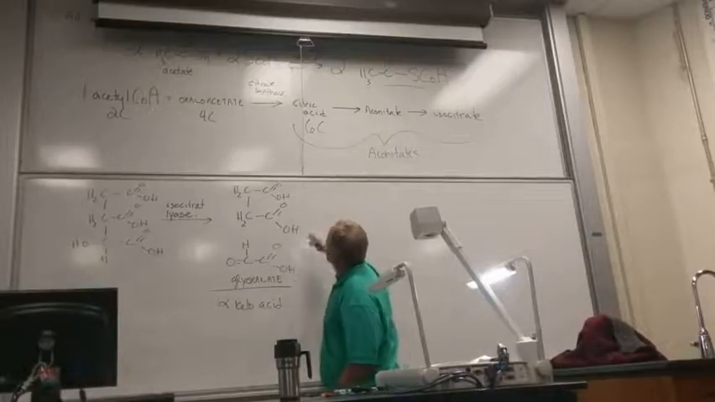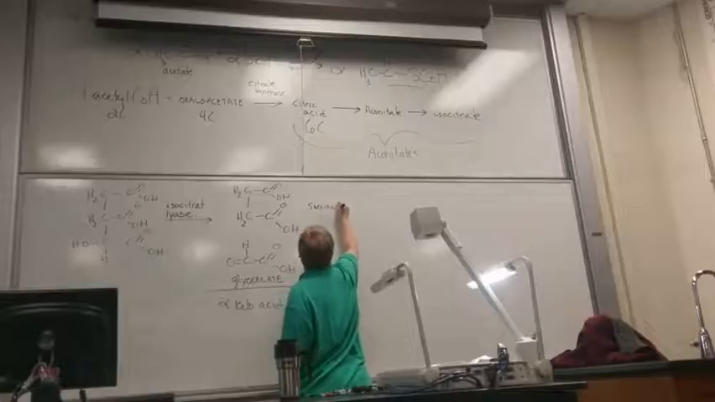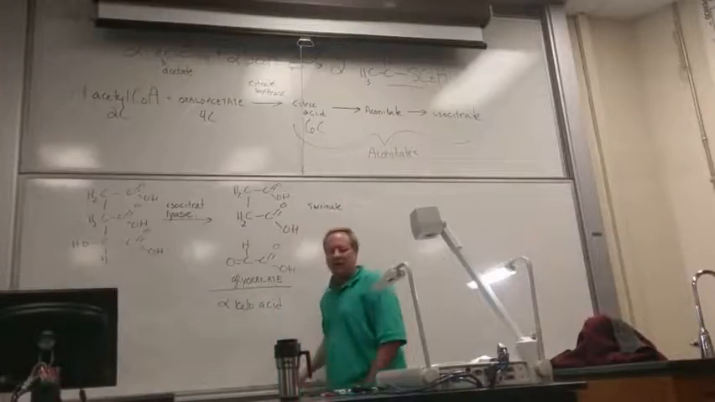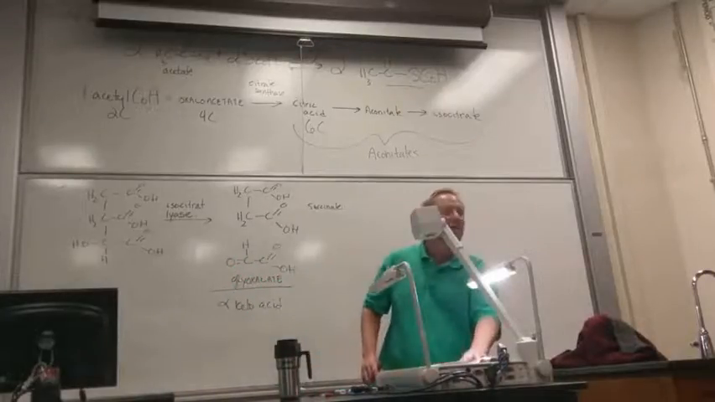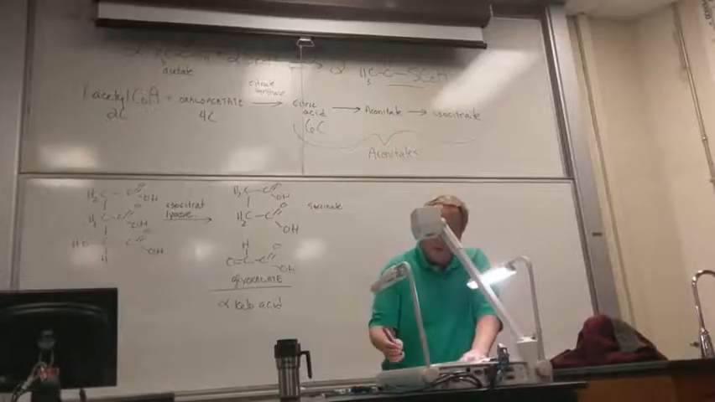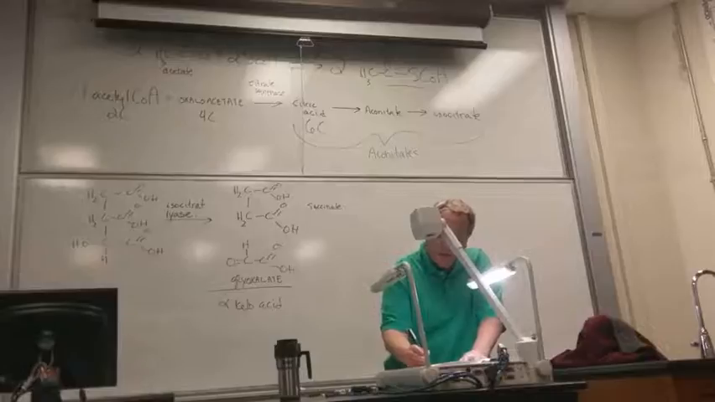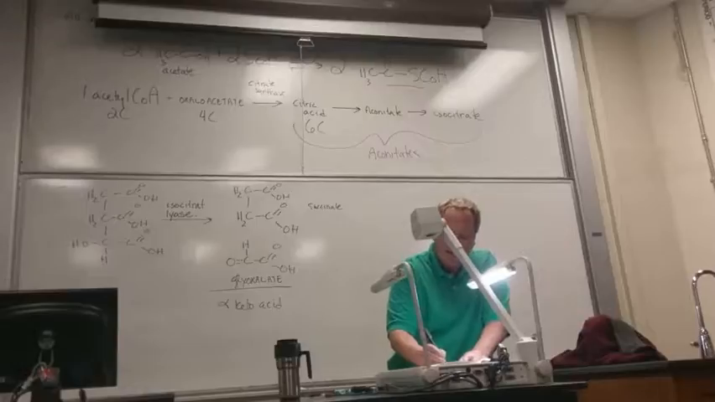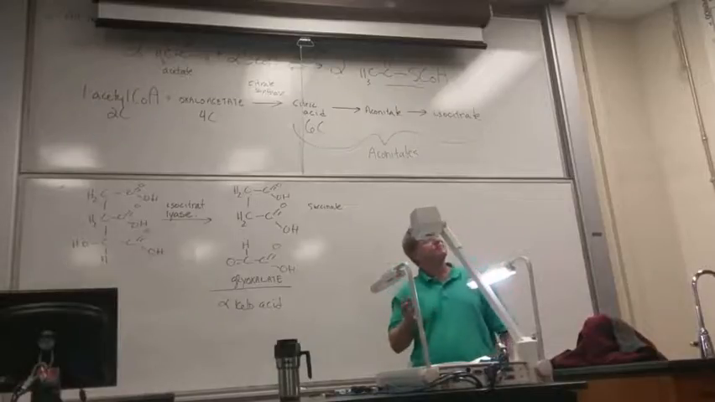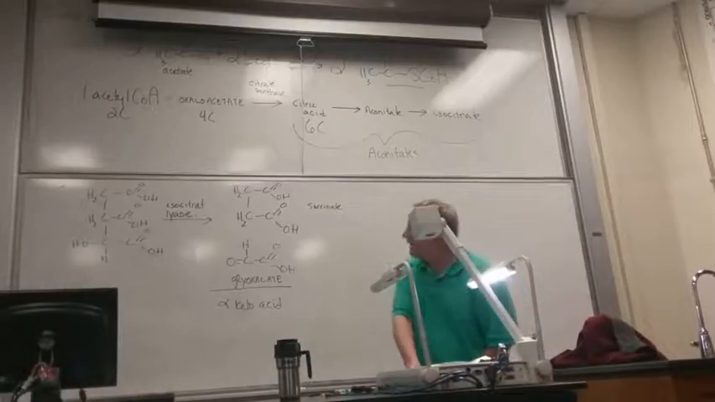But now we have our succinate and our glyoxylate. Well, where have we seen succinate? In the Krebs cycle, right? So we're going to go from our isocitrate, and we're going via isocitrate lyase. We're going to generate succinate and glyoxylate. Okay? We're going to get succinate and glyoxylate.